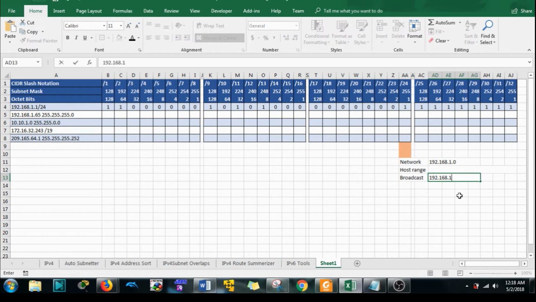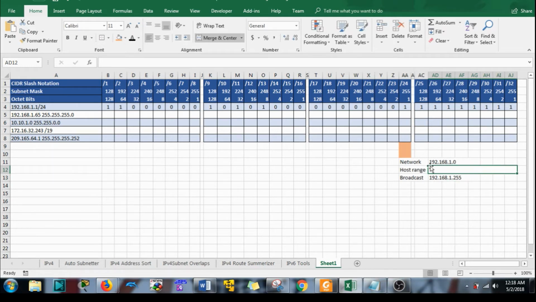Oh my goodness. And we are going to say dot 255 because all of these bits are on. So that's going to be your broadcast address. Now, you always figure out your network, then your broadcast, and then your host range. It makes it really easy because your very first address in your host range is just going to be one more than your network portion.